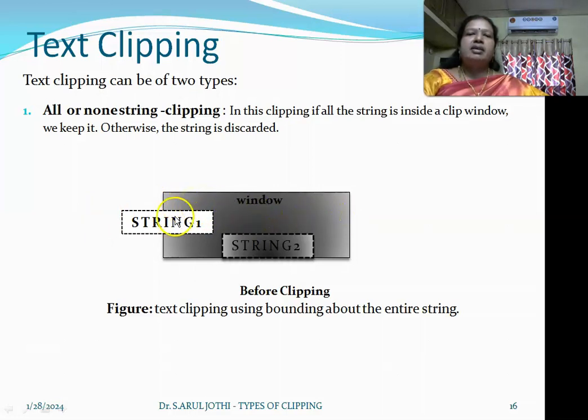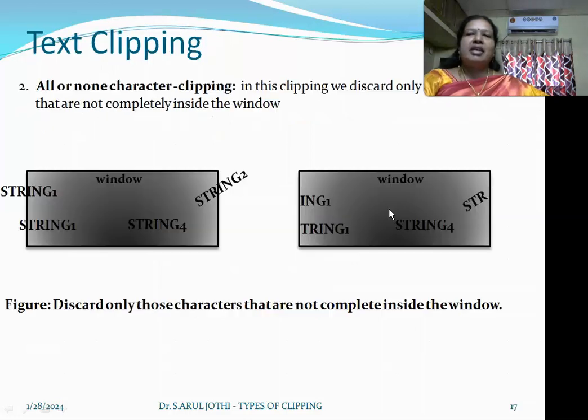So we have to accept the string if it is fully inside, otherwise we have to reject it. Even if some of the characters are inside the clip window, the string is rejected. Second case is all or none character clipping. Here we consider the characters also. For example, in string 1, str is outside the window and ing1 is inside the window. So we have to accept this ing1. Here we discard only those characters that are not completely inside the window.